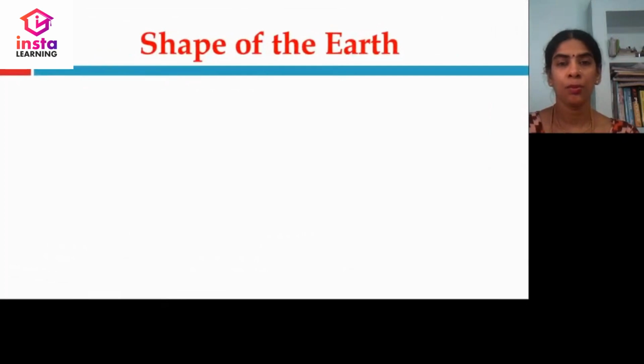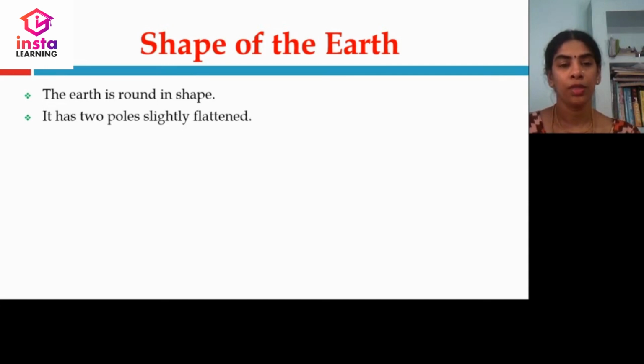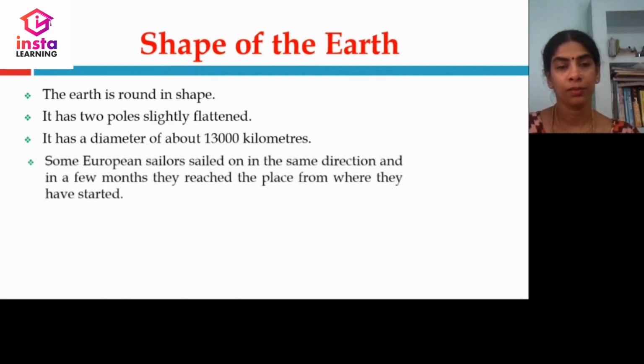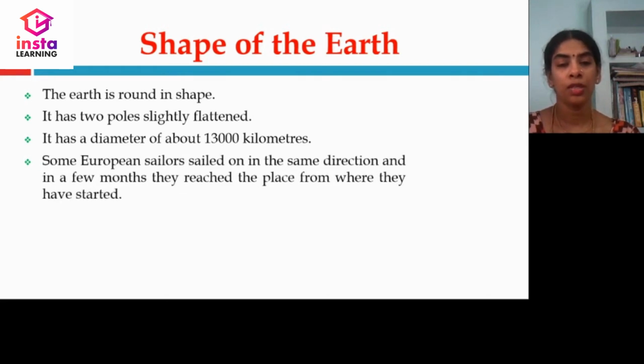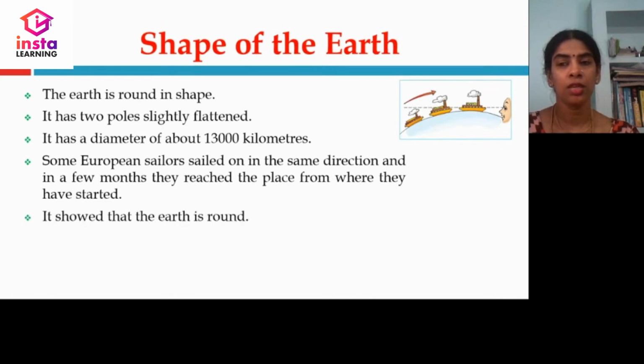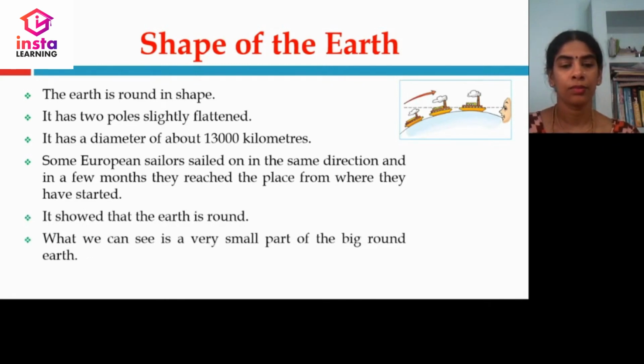Let us discuss the shape of the Earth. The Earth is round in shape. It has 2 poles slightly flattened. It has a diameter of about 13,000 kilometers. Some European sailors sailed on in the same direction. In a few months, they reached the place from where they had started. It showed that the Earth is round. What we can see is a very small part of the big round Earth.